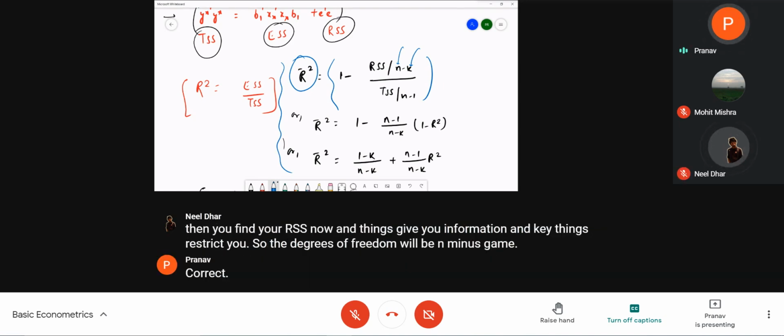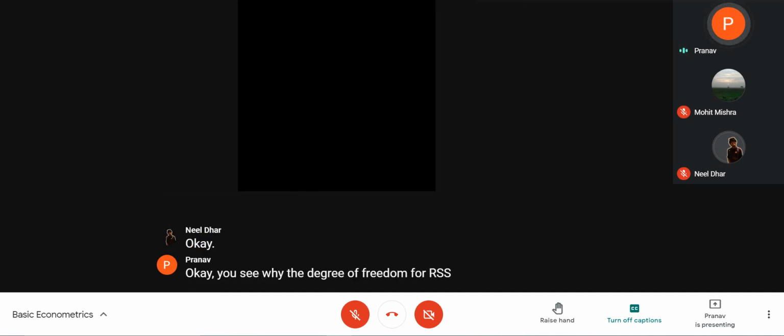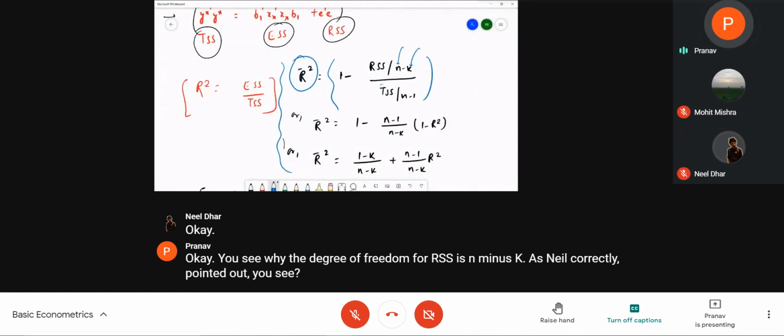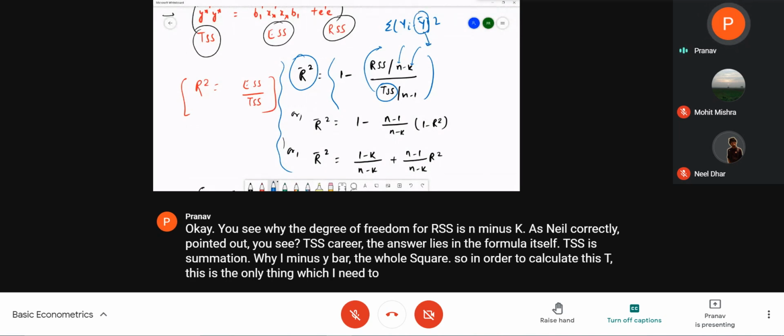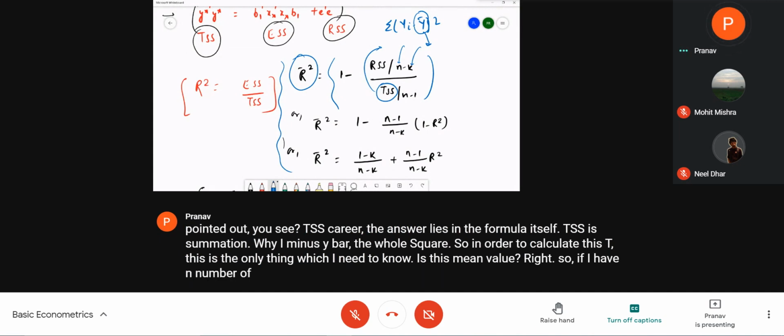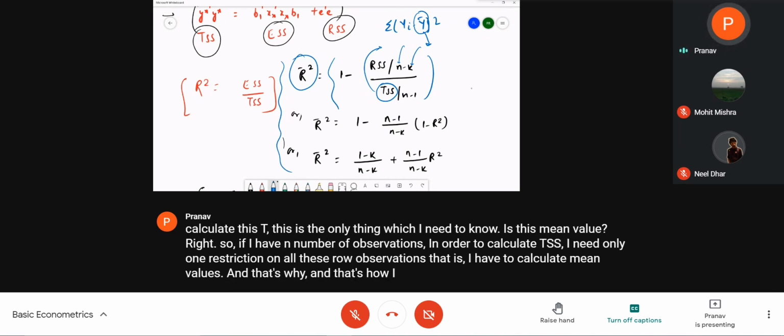Correct. Very good. You see why the degree of freedom for RSS is n minus k, as Neil correctly pointed out. What is TSS? The answer lies in the formula itself. TSS is the summation of yi minus y bar, whole squared. So in order to calculate this TSS, the only thing I need to know is this mean value. If I have n observations, in order to calculate TSS, I need only one restriction on all these raw observations. That is, I have to calculate the mean value, and that's how I'll easily get TSS.